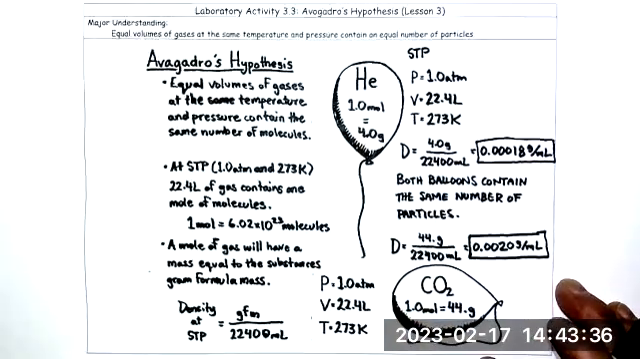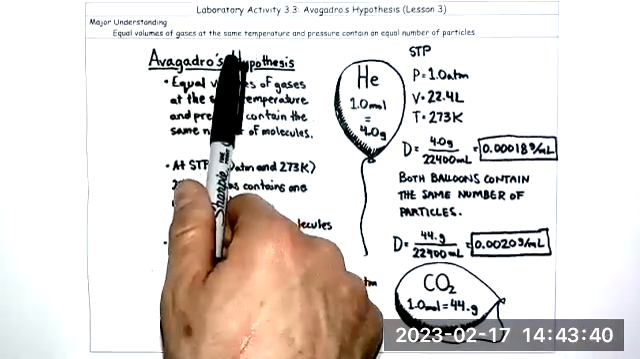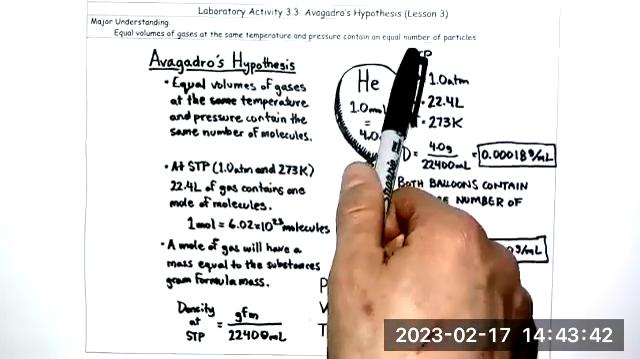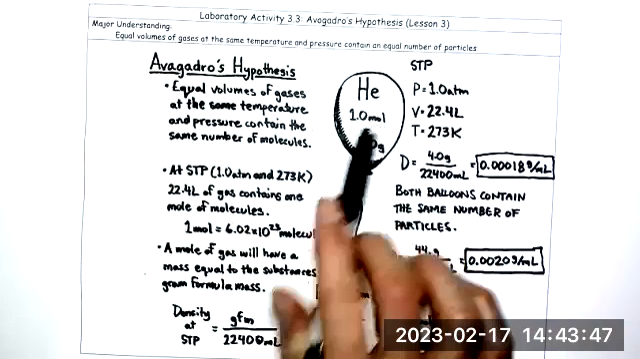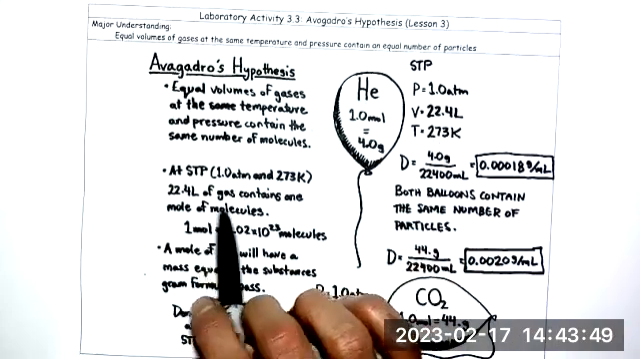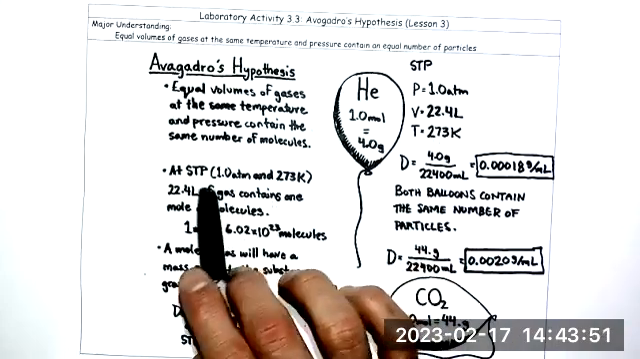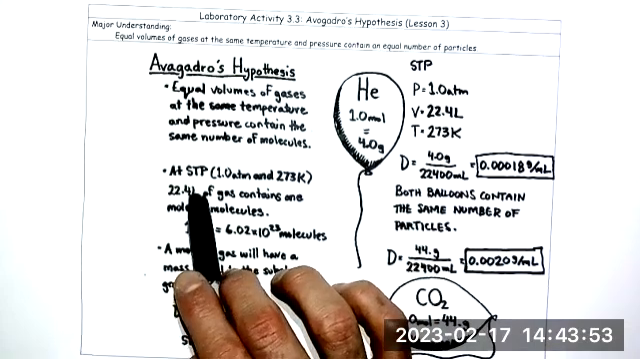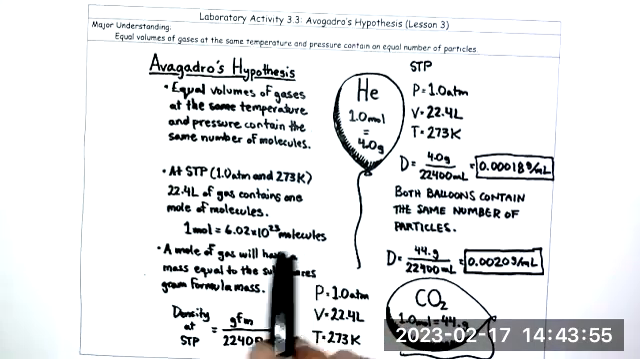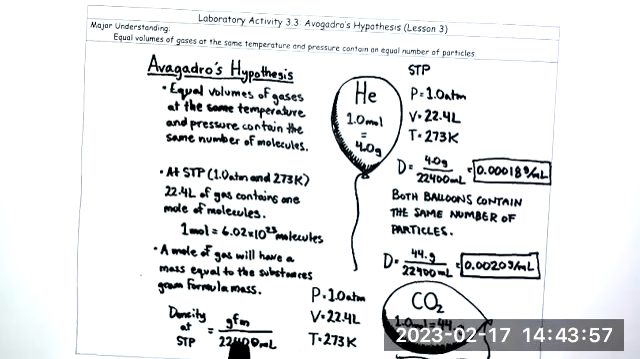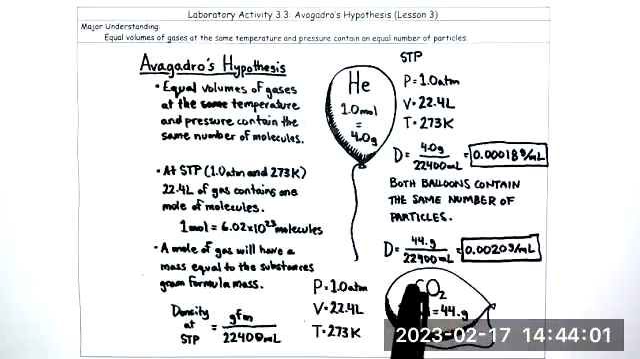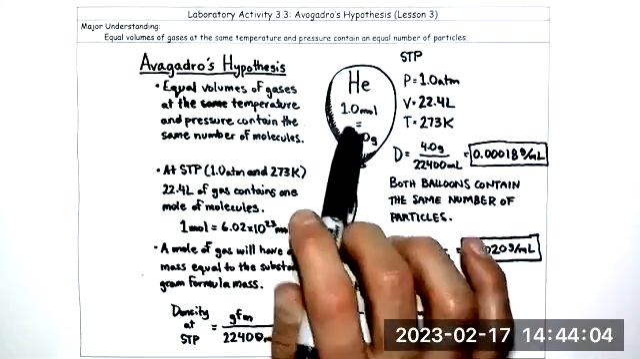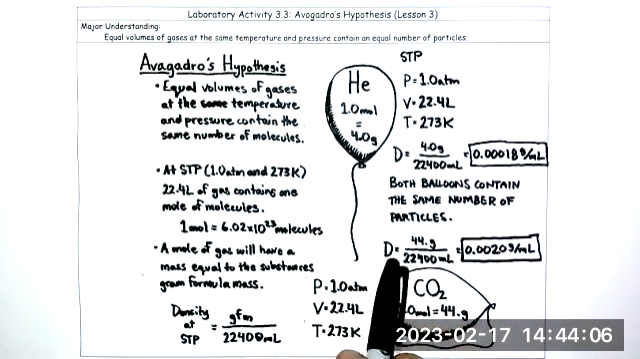Okay, and so just a quick review: equal volumes of gases at the same temperature and pressure contain an equal number of particles. And 1 mole of gas at STP has a volume of 22.4 liters. And we can use that to figure out the density of gases. And since each particle has different masses, these gases will have different densities.